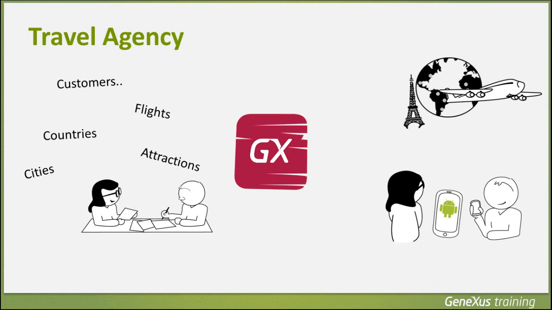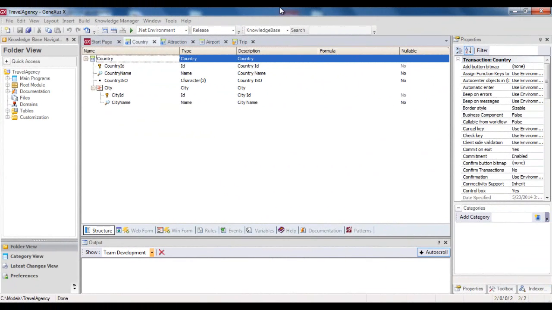So let's go to GeneXus and review our transaction designs. We have the country transaction with the cities of each country. The attraction transaction that has the country ID and city ID attributes as foreign keys. The airport transaction that also has country ID and city ID as foreign keys. And the trip transaction, again with country ID and city ID as foreign keys.